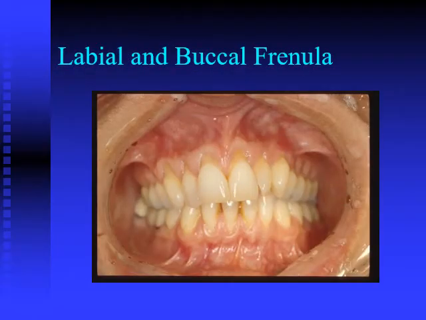In the mucobuccal fold that you can see here, these are called frenula. Here is the superior labial frenulum. They're muscle attachments. Here is the inferior labial frenulum, that are in the mucobuccal fold area and attach to the alveolar process. You can see there the buccal frenula on the mandibular arch.